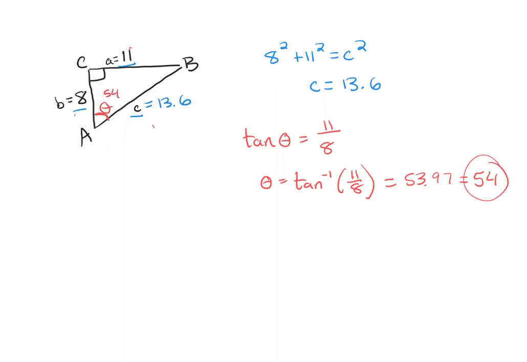And then we just have one more angle to find. You can do trig to find that angle, or we can also just remember 90 plus 54 plus B has to equal 180. So that angle B will be 36 degrees.